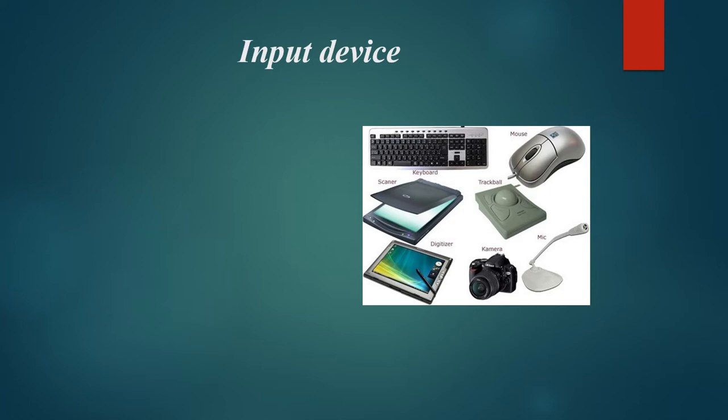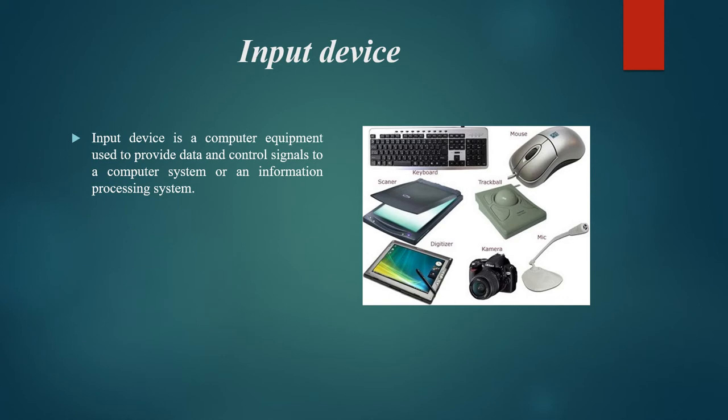So let's go into detail. As the slide talks about input device, it says that an input device is computer equipment used to provide data and control signals to a computer system or an information processing system. So it tells us that the input device is used to provide the computer with data so that the CPU will process it into information. It is the hardware that allows users to input data into the computer system.